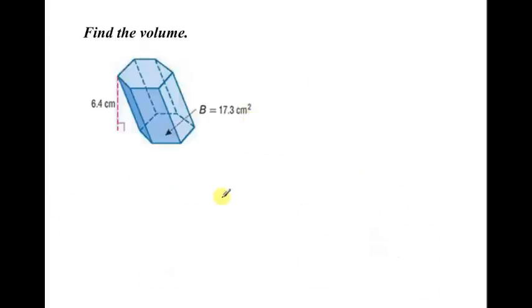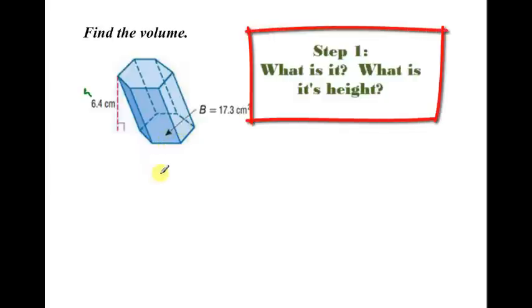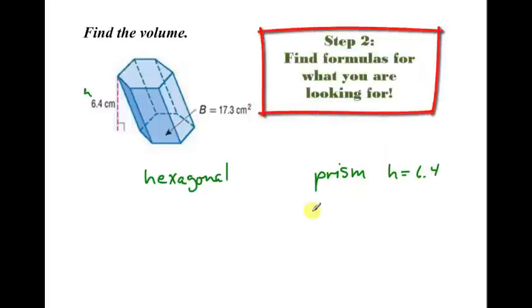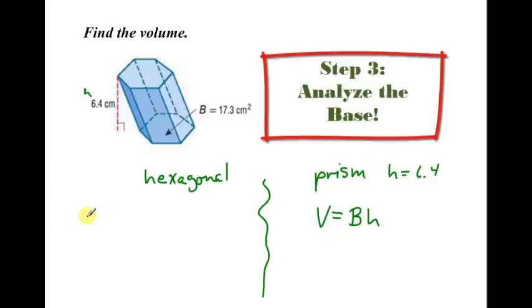Oh, this one's an oblique prism. You see that slant on there? This 6.4 centimeters here, that's going to be the height of our prism. But let's start from scratch. All right, so what do we have? It looks like I've got a hexagon on there, so I'm going to call this a hexagonal prism. You'll notice there's a hexagon on the bottom and the top. It's got a height of 6.4 centimeters. And so our volume formula, the base area times that height, we just have to figure out back on our hexagon what our base area is.